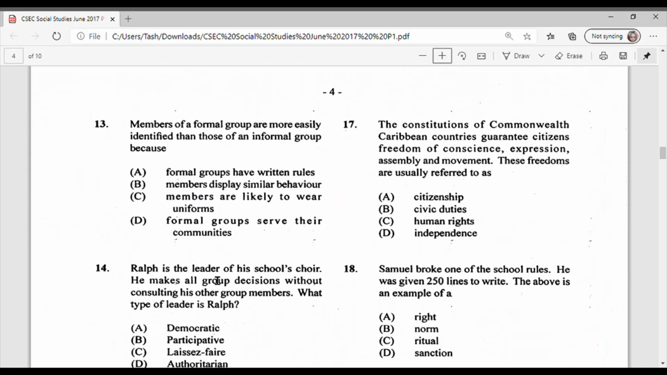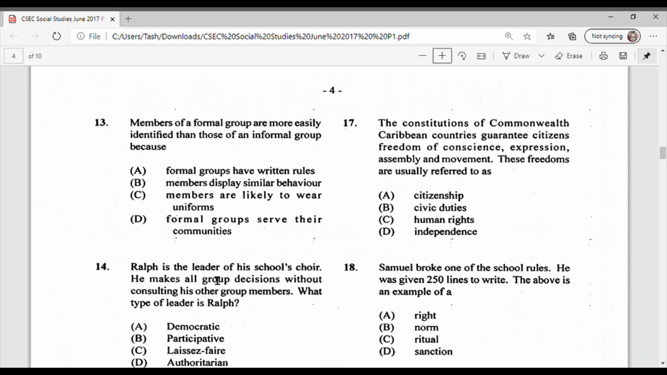Number 17. The constitutions of Commonwealth Caribbean countries guarantee citizens freedom of conscience, expression, assembly, and movement. These freedoms are usually referred to as A. Citizenship, B. Civic duties, C. Human rights, or D. Independence. So these are your basic human rights. Your ability to have freedom of conscience, express yourself, move about, and to assemble in areas. So for number 17, your answer would have been letter C.